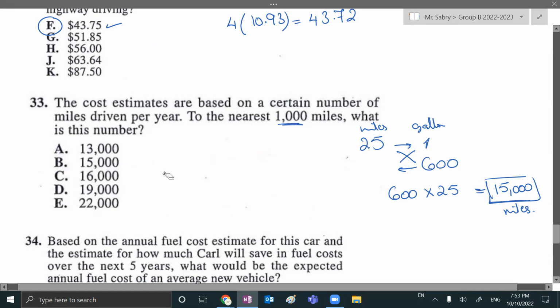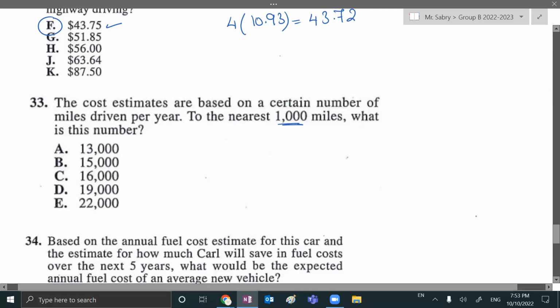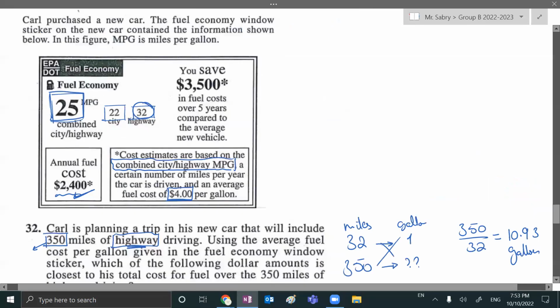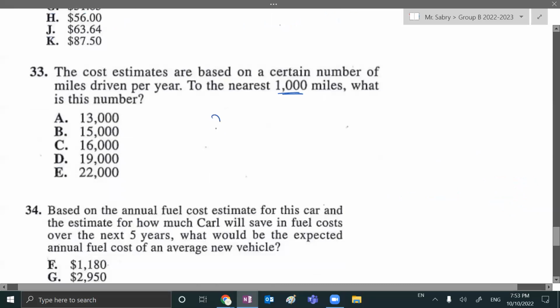they said that the cost estimates are based on a certain number of miles per hour. What cost estimates are they talking about? The cost of driving, the cost of fuel per year. So they said that the annual fuel cost is $2,400. I'll use this one. Apparently, I used $2,400 on gas. So they wanted to know, this is the cost of how many miles, not how many gallons, how many miles. If I paid this number of dollars on a car, what's the number of miles this car is supposed to drive?